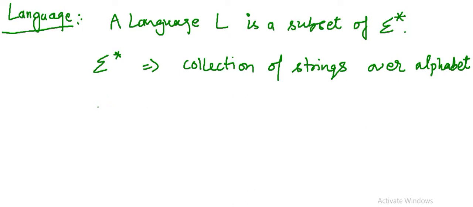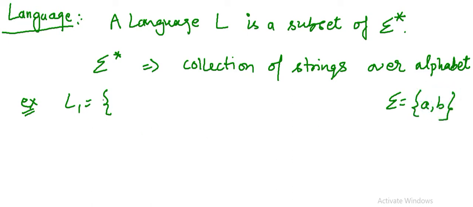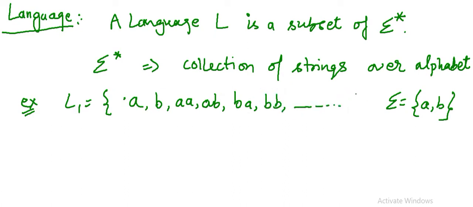For example, if this is a language, the combination of alphabets. If I have two symbols, a comma b, which is the alphabet, the language, which I am denoting as L1, will be a, b, aa, ab, ba, bb, or all the strings which can be made with this.